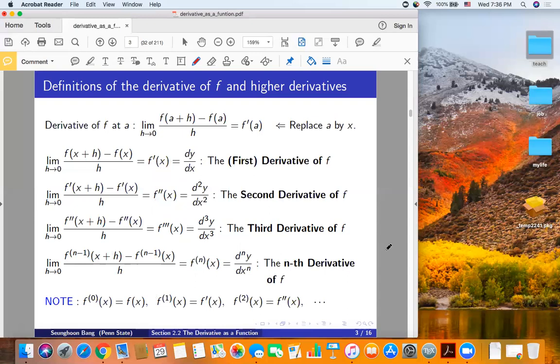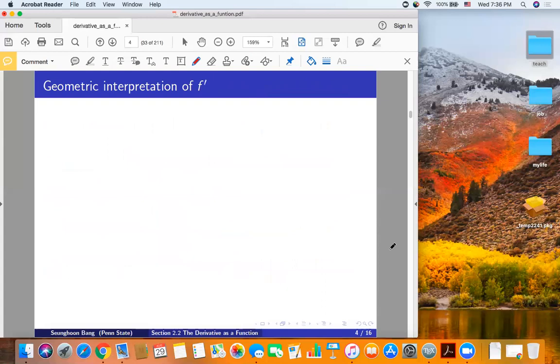The next one, the geometric interpretation of f prime. What is the geometric interpretation? f prime of x is the slope of the tangent line to the graph of f at x and f of x. This is the geometric interpretation of f prime.